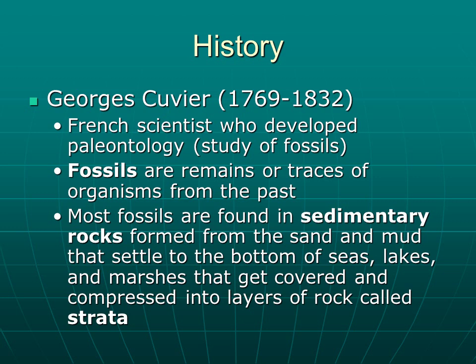But let's give a definition to fossils. We all know what they are, but specifically, fossils are remains or traces of organisms from the past. Many fossils are found in a type of rock called sedimentary rock. And sedimentary rocks are basically formed from the sand and mud that tend to settle on the bottoms of different types of bodies of water like seas and lakes, different types of wetlands like marshes. And over time, they're going to get covered and compressed into layers of rock that we call strata.